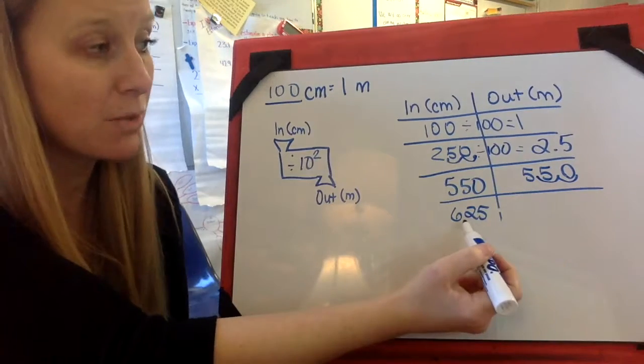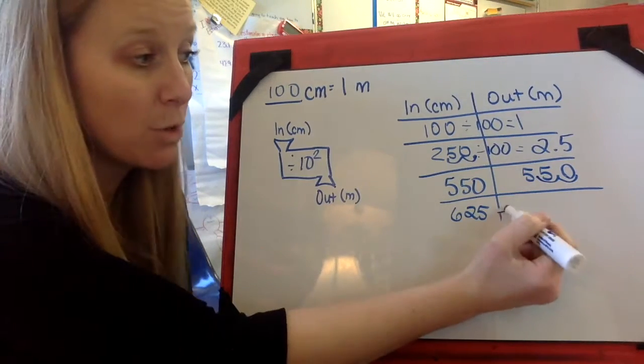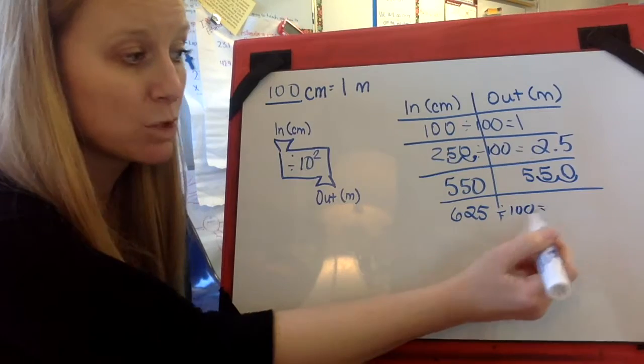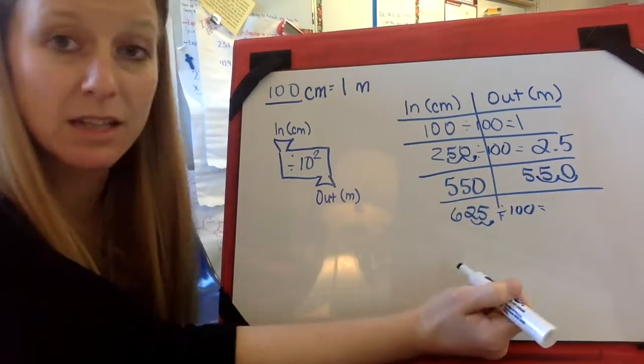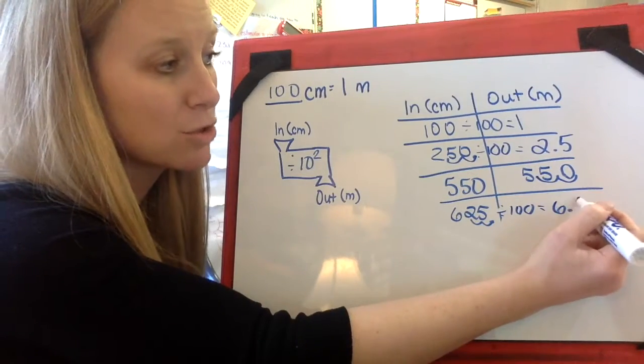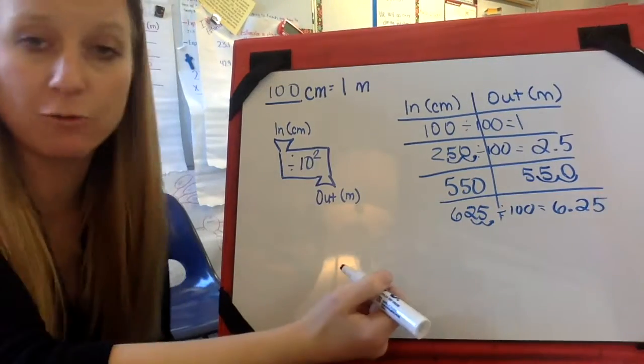All right, down here again, we have 625 centimeters. We know we're going to divide that by 100, which means we're going to move our decimal place to the left twice, leaving us with a quotient of 6 25/100.